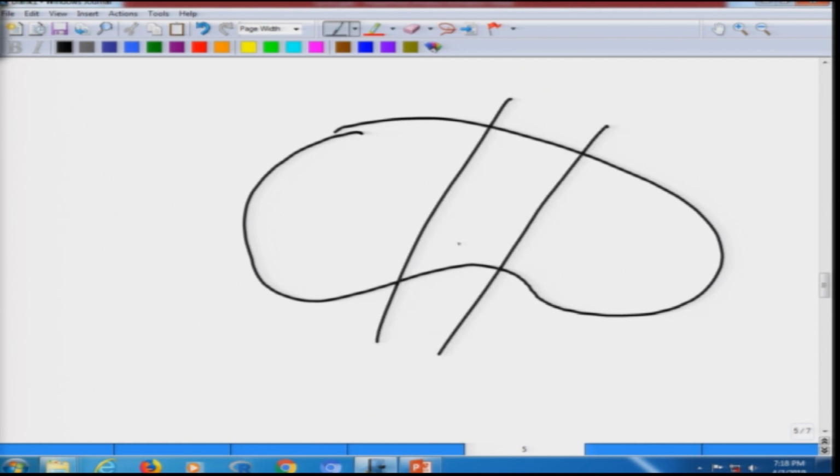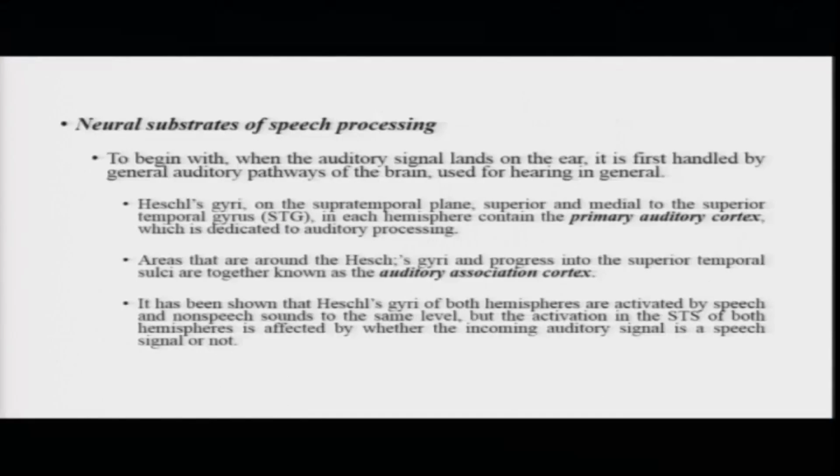Broadly, this is the area that I am talking about. Areas around the Heschl's gyri progress into the superior temporal sulci at the top, and they are together known as the auditory association cortices, where all the auditory information is integrated with other kinds of information that are coming in.